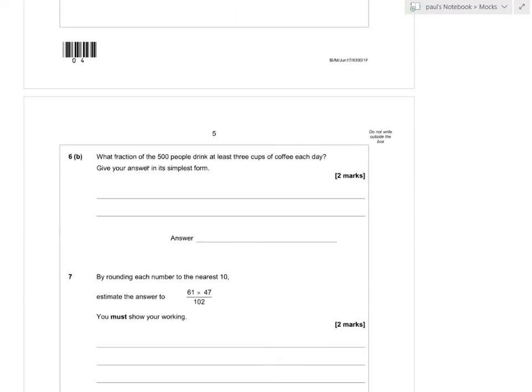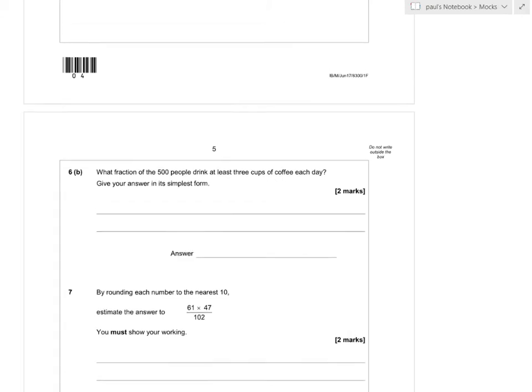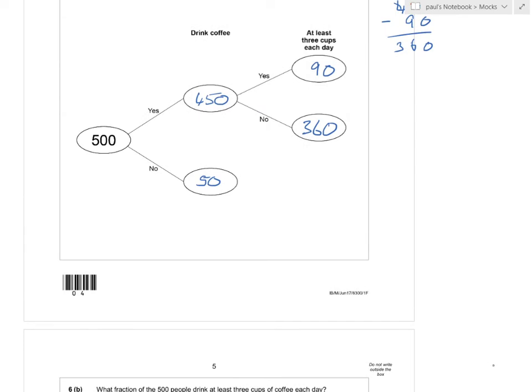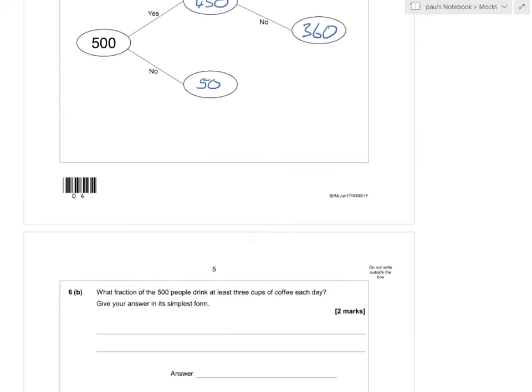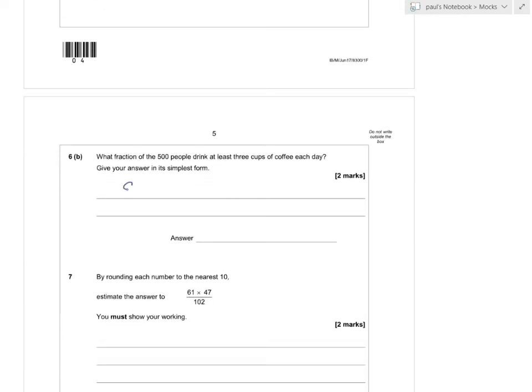What fraction of the 500 people drink at least 3 cups of coffee a day? So again, 90. So we've got 90 over 500. So I'll divide both by 10. So 9 over 50. Don't think I can simplify that anymore.